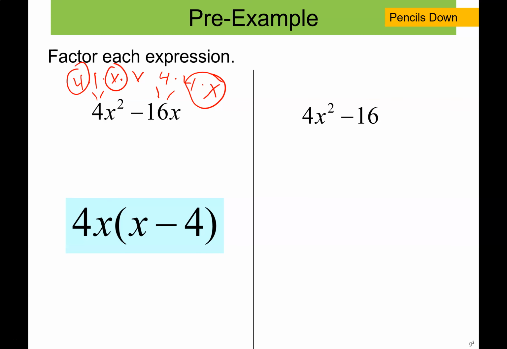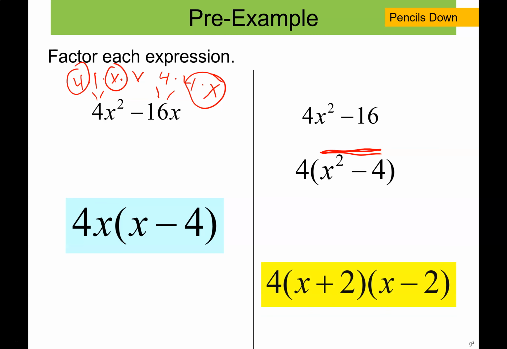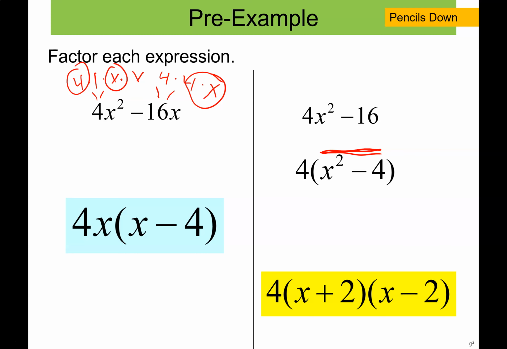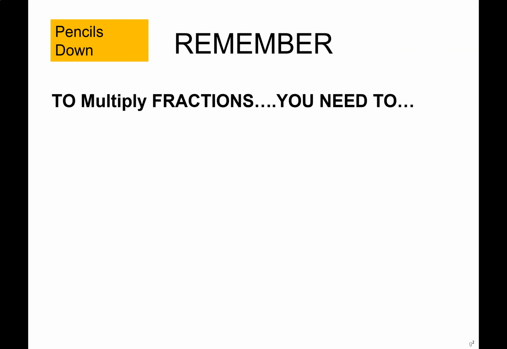Okay. All right. This one's a little different. This term over here where the 16's at does not have an x. So here you could only factor out a 4. And now we're going to have x squared minus 4. This right here we've talked about in the past. You should recognize this as a difference of two perfect squares. So make sure that 4 is still out. And when we have a difference of two perfect squares, it'll be x plus 2 times x minus 2. Let's move on. Pencils down still.